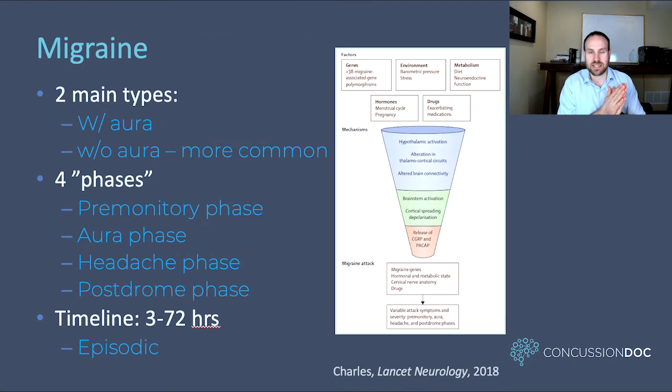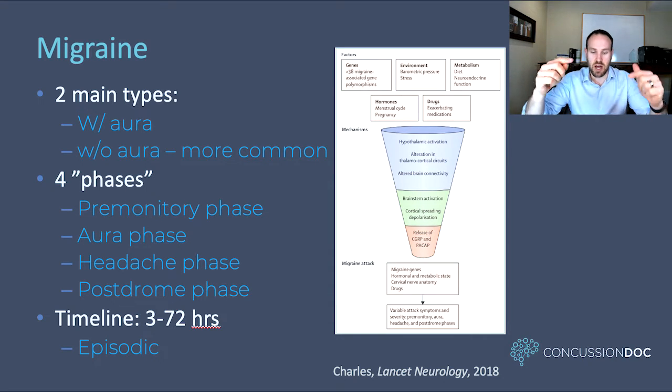So migraine headache, as I said, there's two types. There's migraine with aura and migraine without aura. There's 4 phases to a migraine headache, and it gradually builds over time, eventually coming to the headache, which is stage 3, and then you have a post-headache phase, which is called the postdrome phase. The timeline for migraines, and this is important, is between 3 and 72 hours.